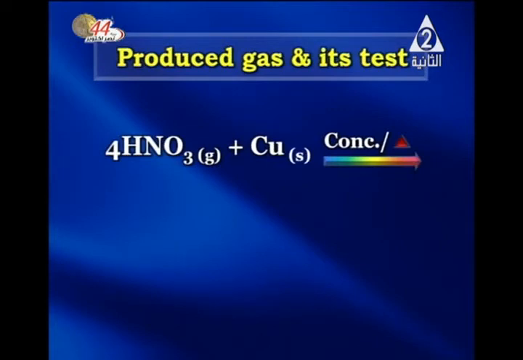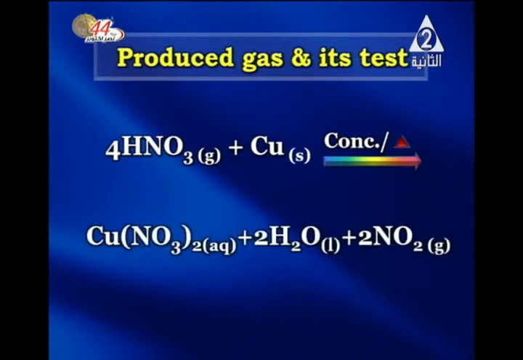Then on adding copper to the nitric acid, the reaction proceeds giving nitrogen dioxide gas, which is reddish brown fumes, and also copper nitrate and water as shown on the screen.